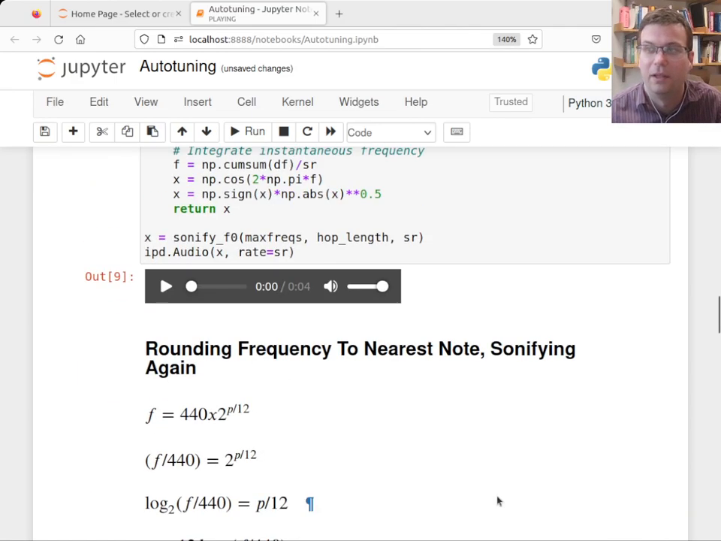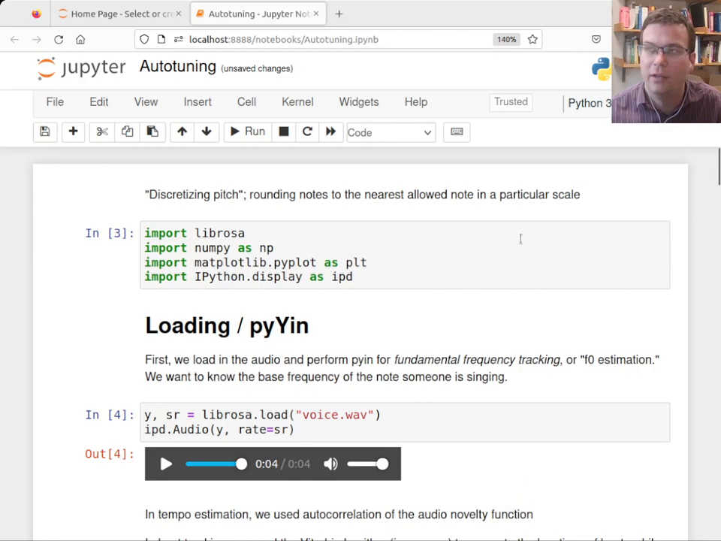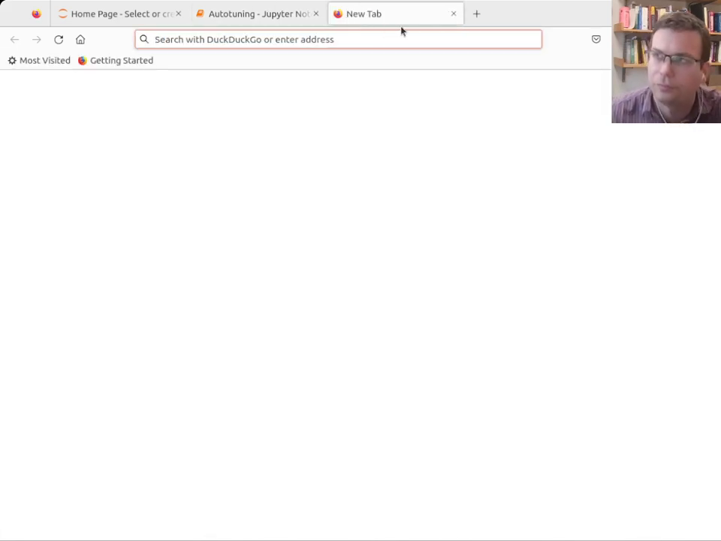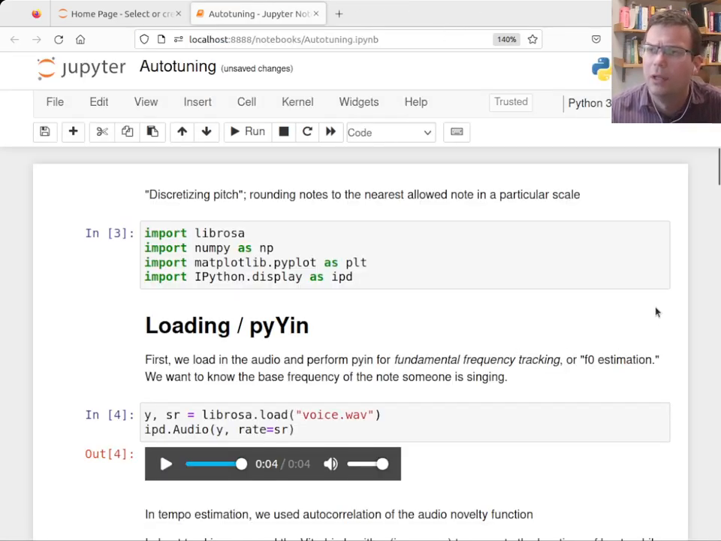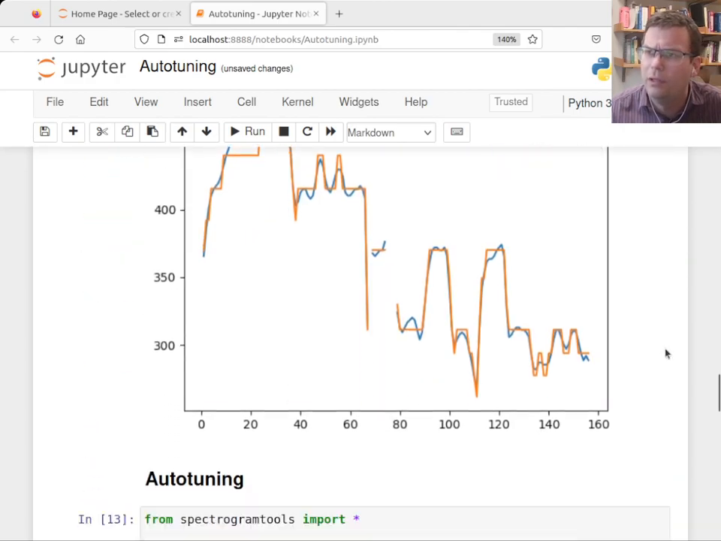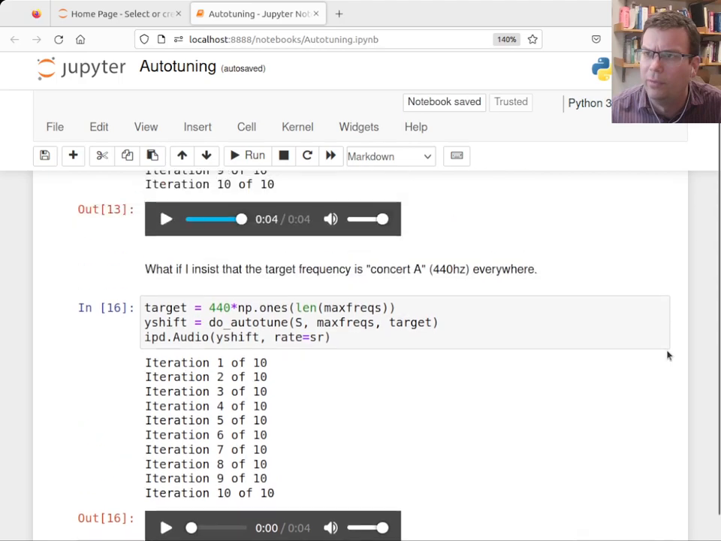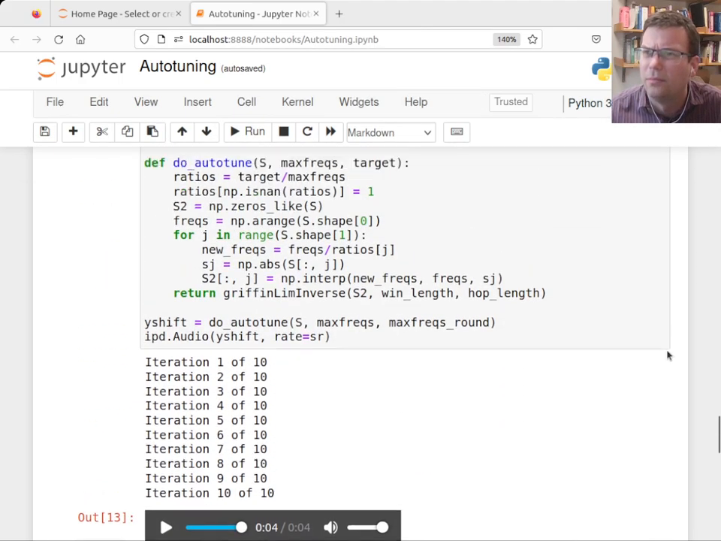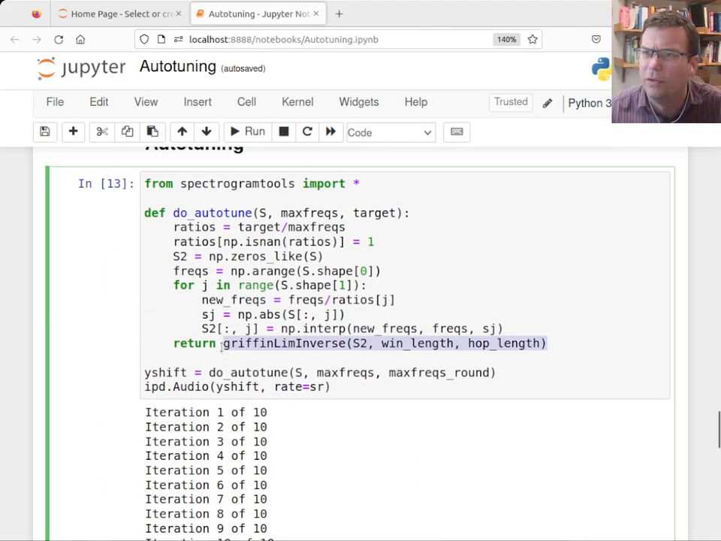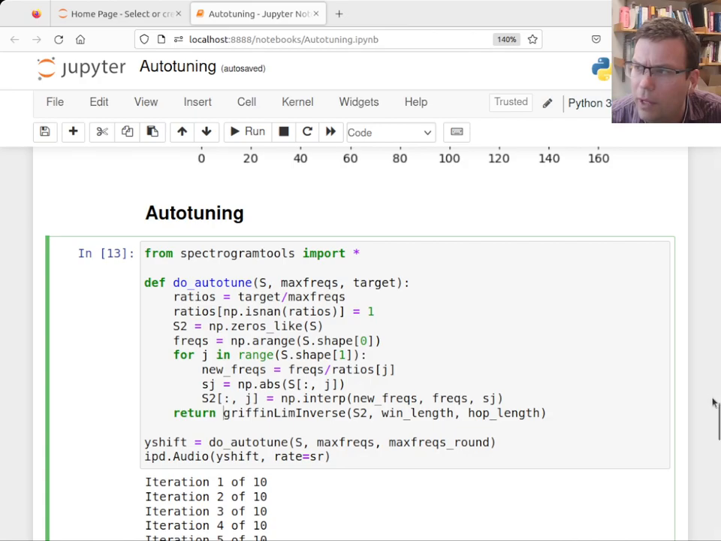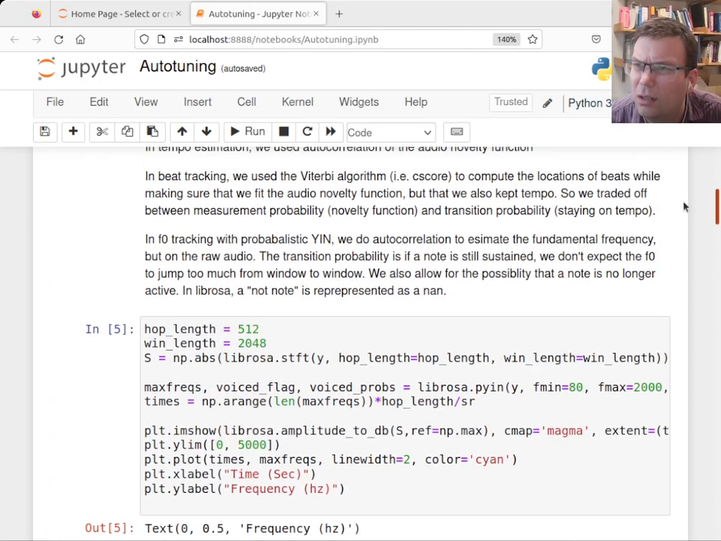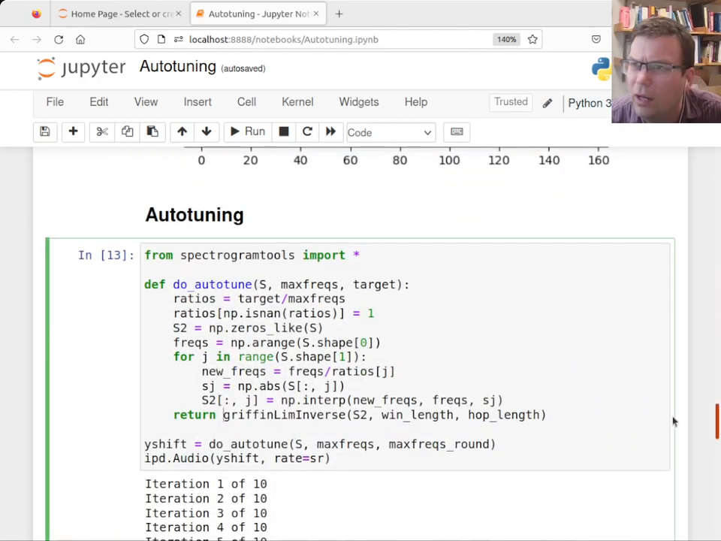That's auto-tuning. So if you want to try this, I'll put a link to the code. The only thing that you need beyond what I did is this file where I implemented Griffin-Lim to invert the spectrogram. So you can do that, and it's also kind of technically part of the next homework.